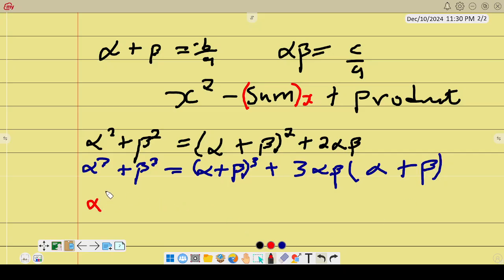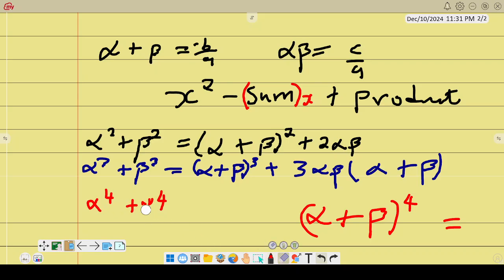What about if you have alpha power 4 plus beta power 4? Remember the Pascal's triangle, and then you just have to expand this power 4, and then after expanding on the right hand side where there is alpha plus beta, you collect the like terms. Okay, so let me even write it for you nicely.